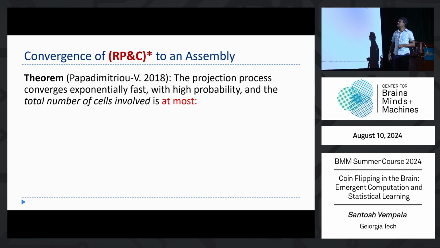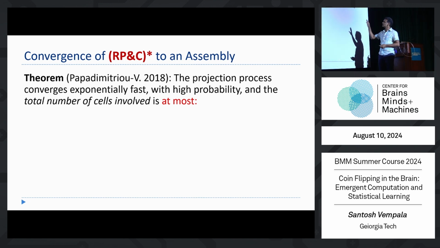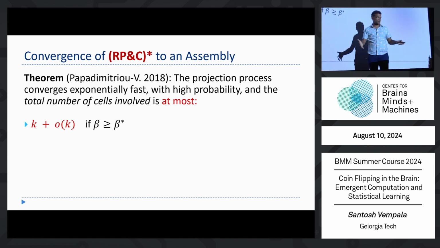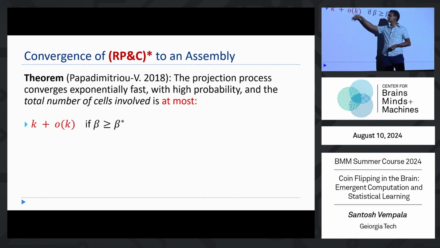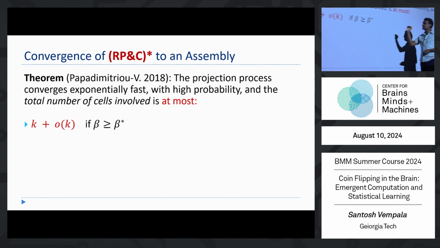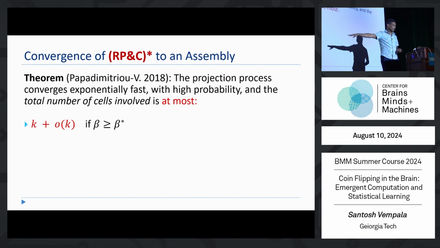And the answer is yes. This was our first concrete theorem in this model, 2018. This projection, all you're doing is presenting a stimulus and seeing what happens in an upstream area, converges exponentially fast with high probability, and has the following guarantee. The total number of neurons involved, if you take the union of the caps over all time, is k, which of course it has to be because it's top k, plus little o of k, something that's asymptotically smaller than k, if the plasticity is higher than a certain threshold, which I'll put out explicitly in a second.